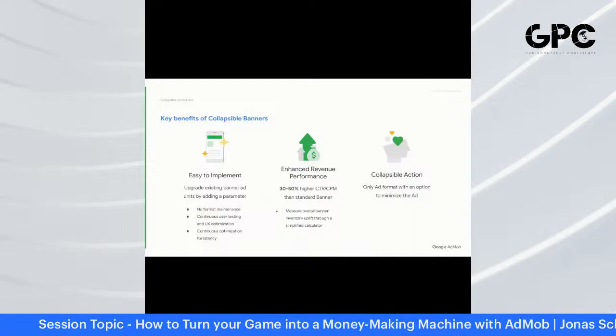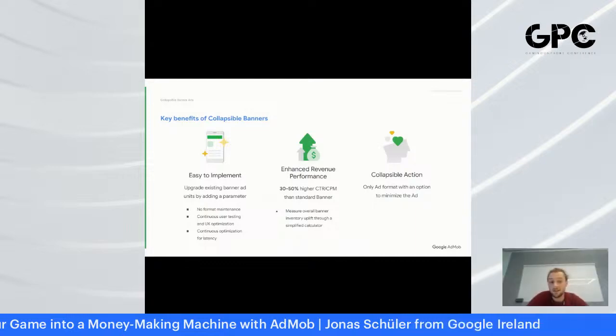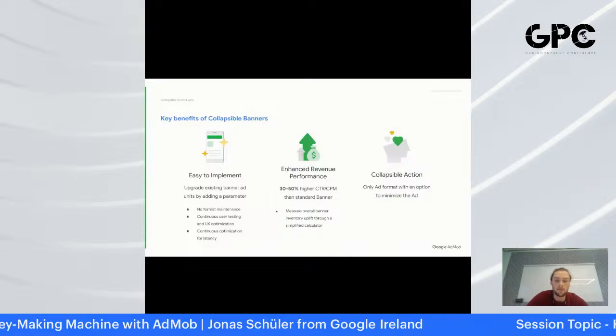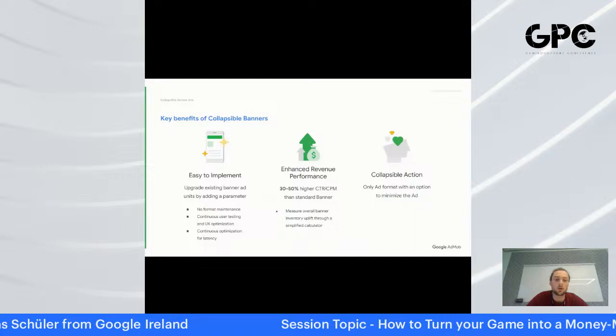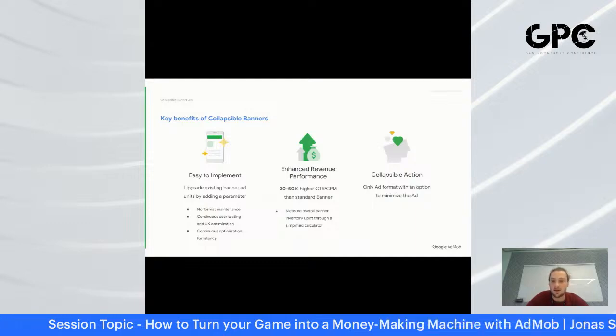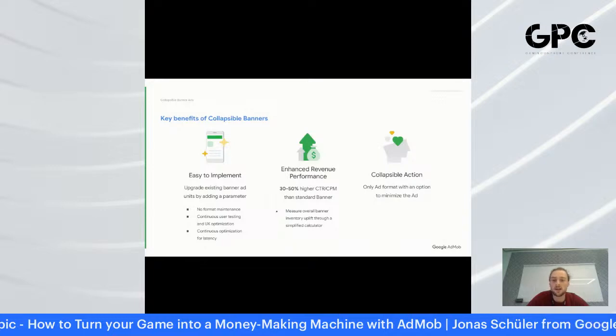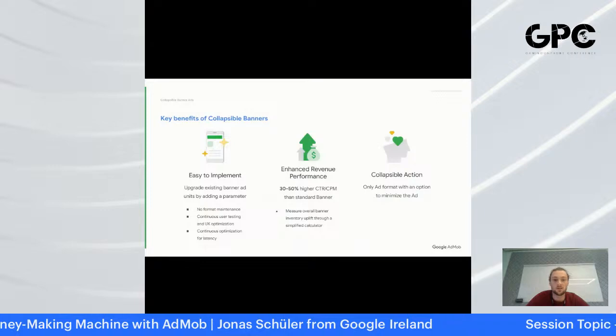One thing that's important about collapsible banners is that they're really easy to implement. If you already have banners implemented in your game, to change to a collapsible banner, it only takes 1 or 2 lines of code. I was recently on an event in Berlin, and a technical colleague of mine was showing live how easy it was. It took him less than 2 minutes to implement the collapsible banner.